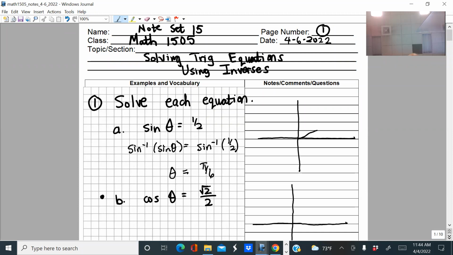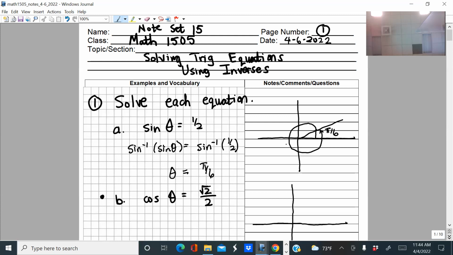So you already told me that one solution here for theta is pi over 6. That's correct. But let me show you, you can create lots of other solutions, because if you take pi over 6 and you add in one full revolution, so pi over 6 plus one full revolution, that also is going to be a solution to this equation.